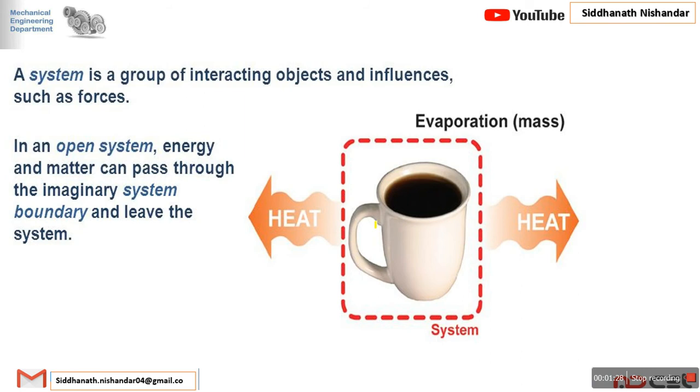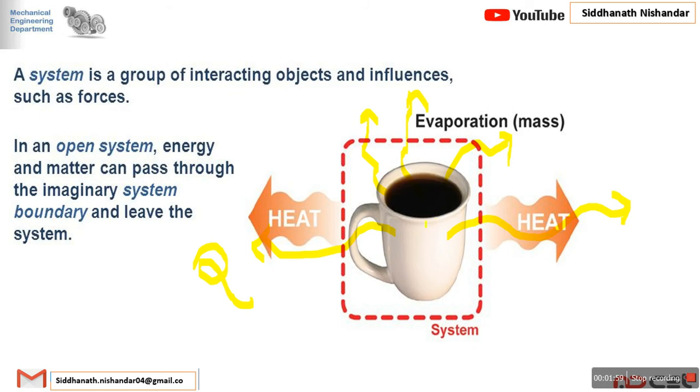Take the first example, the hot cup of tea. Now tell me whether the system is open, closed, or isolated. This is an example of an open system. Why? There is an exchange of energy. The hot cup of tea releases Q, that is heat energy, to the surroundings. We know that heat always flows from the higher temperature body to the lower. At the same time, some mass of the tea or coffee evaporates. So it indicates an example of an open system.